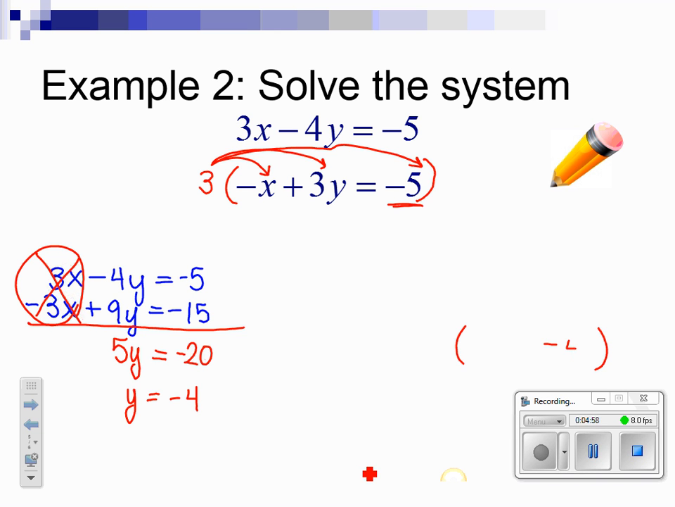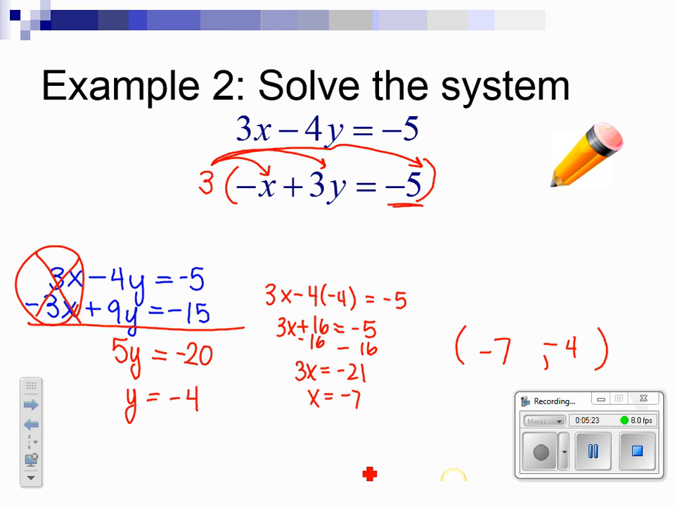And so now that I have a y, I can find my x value by plugging that y back into the top equation. And negative 4 times negative 4 is 16. And I subtract 16 on both sides, and I get 3x equals negative 21. And so x equals negative 7.